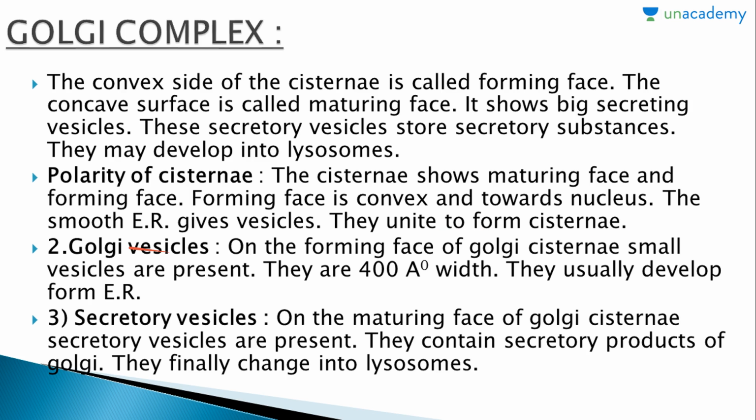Next we have Golgi vesicles. On the forming face of the Golgi cisternae, small vesicles are present. They are 400 angstrom in width. They usually develop from the endoplasmic reticulum. Next we have the secretory vesicles. On the maturing face of the Golgi cisternae, secretory vesicles are present. They contain secretory products of the Golgi. They finally change into lysosomes.